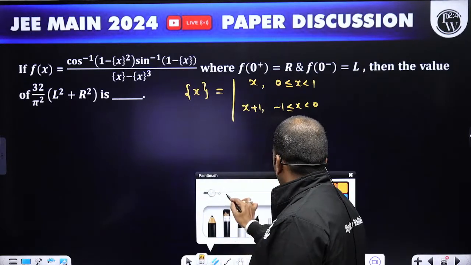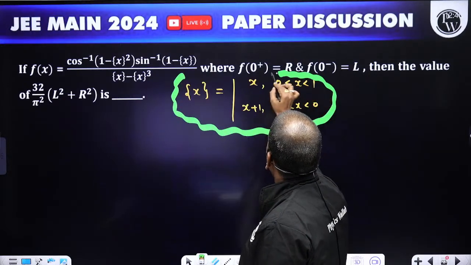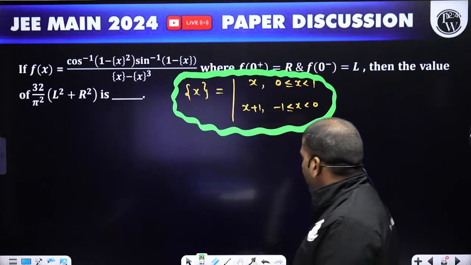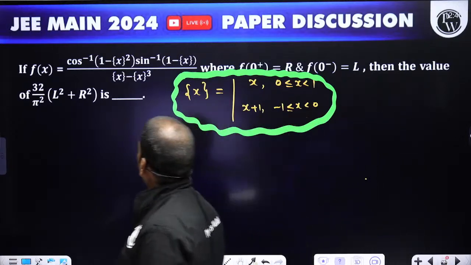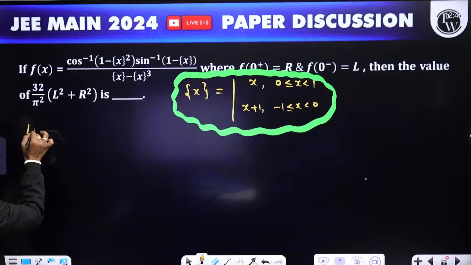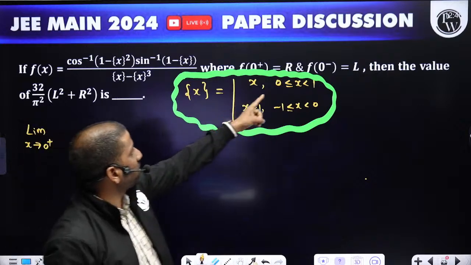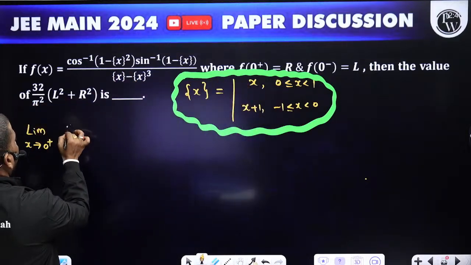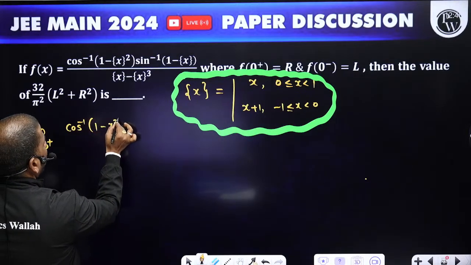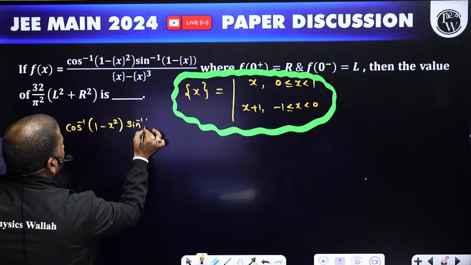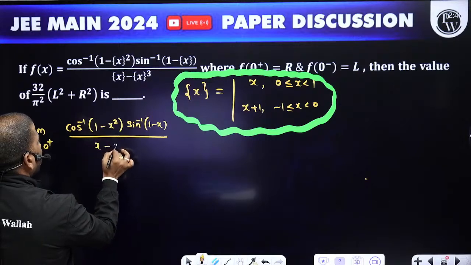From the definition, this is the point using the definition. So we need to find out the limit at these points, right? So let us write limit x is tending to 0 plus. When 0 plus, what is this? 0 plus, it is x only. Then it will become cos inverse of 1 minus x square, sin inverse 1 minus x, divided by x minus x cube.